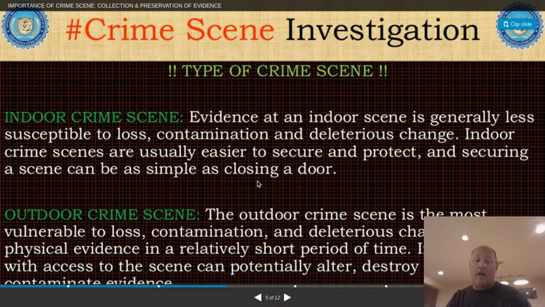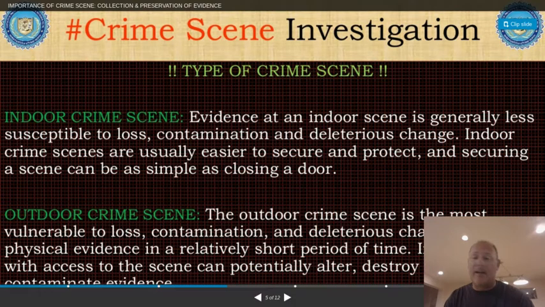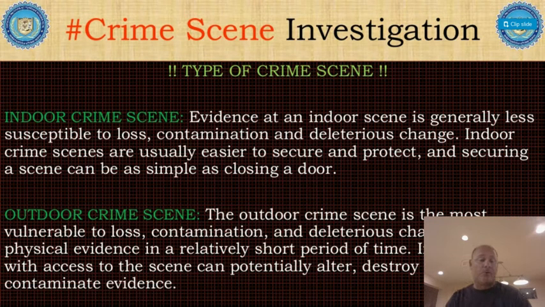Now, the outdoor crime scene is much messier. It is most vulnerable to loss, contamination, and deleterious change of physical evidence in a very short period of time. Let's say a crime is committed at 6 p.m., there's a murder weapon left at the scene, and then all of a sudden at 6:20 it starts to rain. A lot of that evidence is going to be washed away.